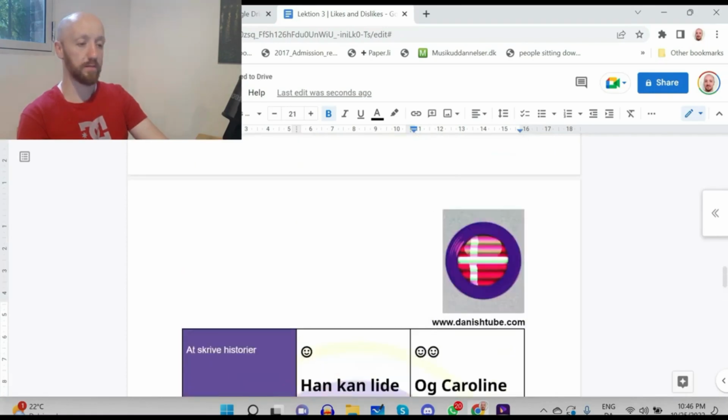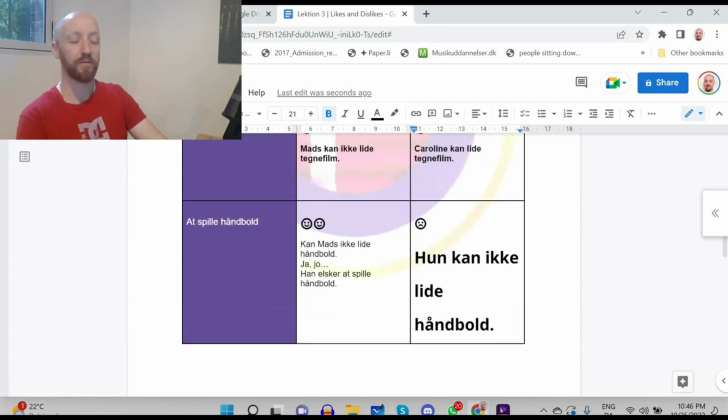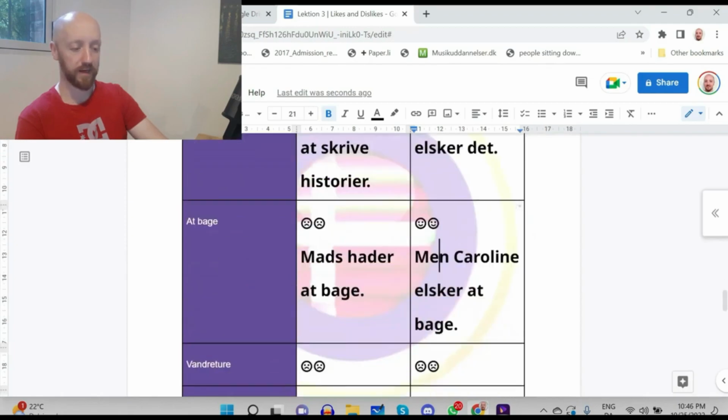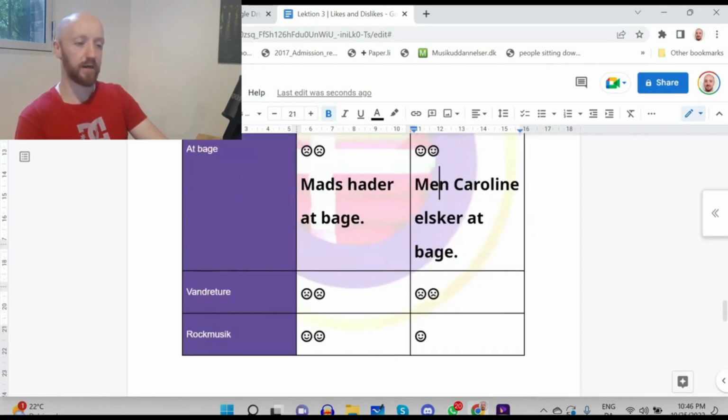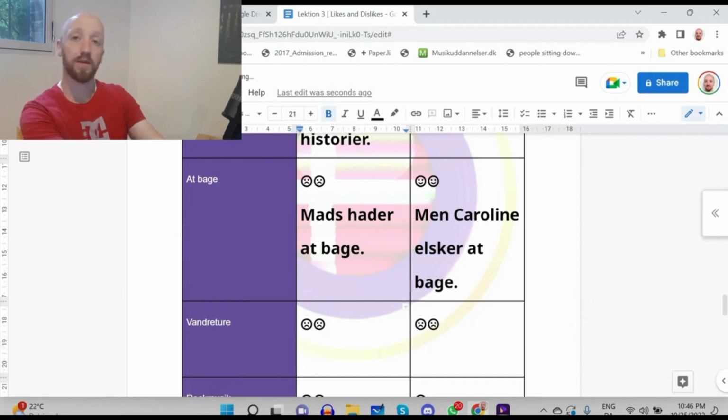Vandreture. Sorry, I didn't translate the things in the boxes, just assuming you know them all, which maybe you do. We had handball, we had writing stories, and we had baking. Sådan. Notice how in Danish you also use the infinitive at bage, to bake. So in English you wouldn't really say, Mads hates to bake. You could say it, you'd be understood, but usually you have that ing form, right? Mads hates baking. But there's not an equivalent in Danish, you always use the infinitive. Anyway, vandreture is hiking.